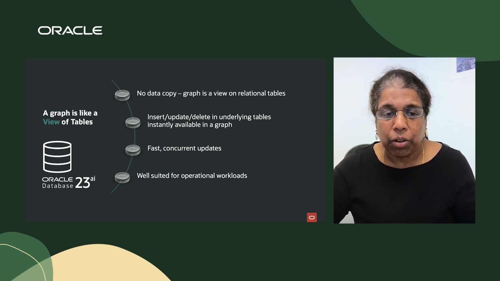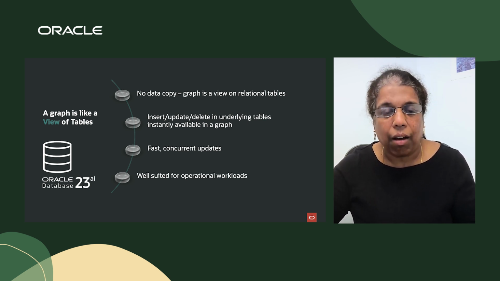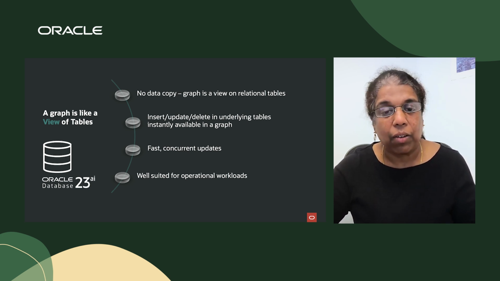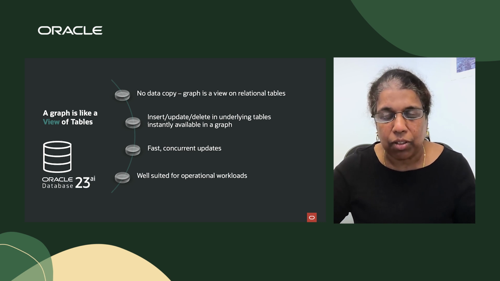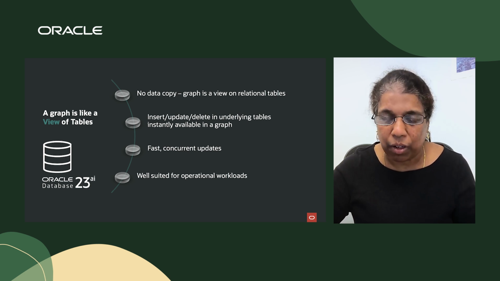So Oracle Database 23 AI has the ability to create a graph using SQL. And because you're building on mature features in the database, all the database features, such as the ability to do fast concurrent updates, like you can have thousands of users running tens of thousands of queries, are all possible. Security and all of that is available for graphs. So this makes the graph data type in Oracle very well suited for OLTP workloads and also data warehousing workloads.